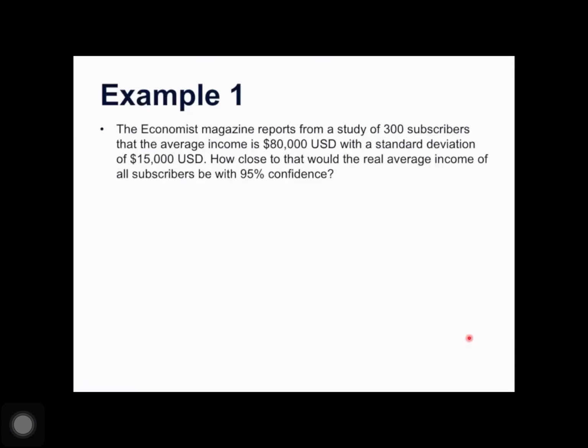Here's an example. There's a lot of different things that you can do with this information. I'm trying to highlight just the key ones that I want you to take away from this class of how to work with the central limit theorem and this data. The Economist magazine reports from a study of 300 subscribers that the average income is $80,000 with a standard deviation of $15,000. How close in would this real average be the real average income of all subscribers? In other words, we want 95% confidence that our mean represents the population.